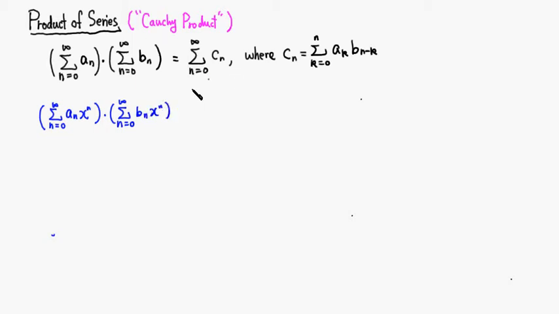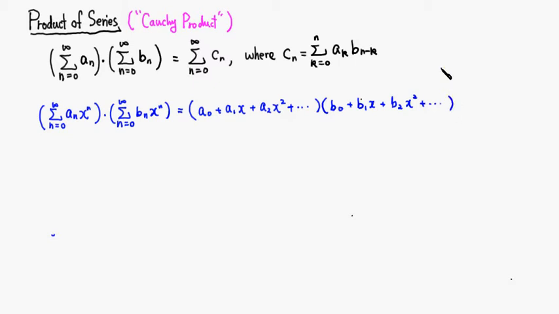So this is going to look like, I'm just going to write it out. It's going to be a0 plus a1 x plus a2 x squared, and so on. So that's the first power series. And the second one is b0 plus b1 x plus b2 x squared, and so on.